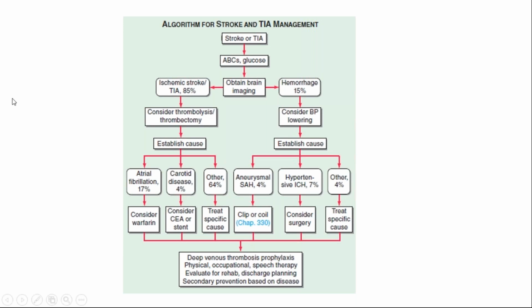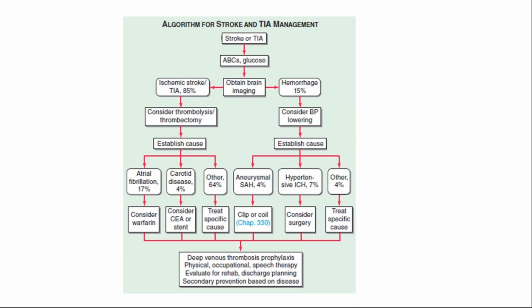In hemorrhage, you just have to manage the blood pressure. Nothing more than that can be done. If the patient has an aneurysm, neurosurgery people will intervene and do the specific management. And if it is because of hypertension, we have to lower the BP. And other causes are to be treated specifically, like coagulopathy or drug usage.